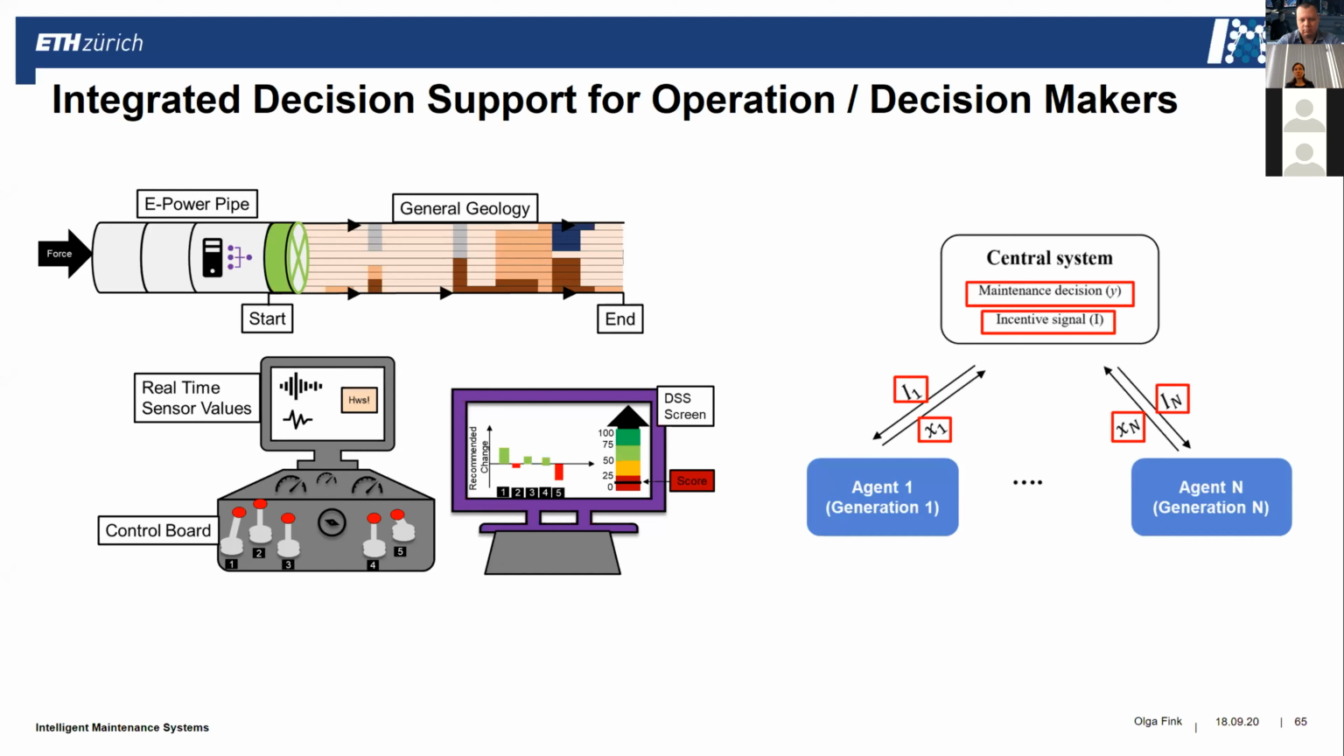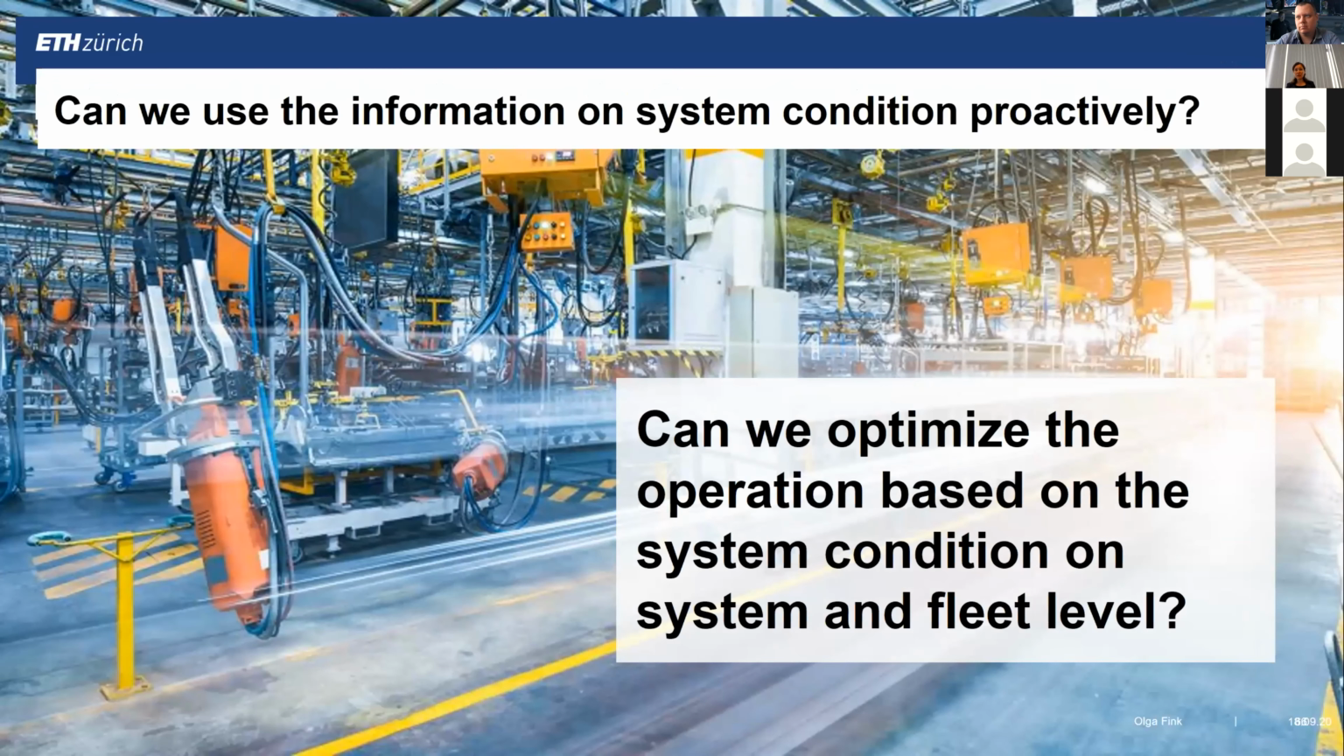And how can we use the information on the system condition proactively? If we're predicting how the system is going to evolve, and how the condition of the system is going to evolve, why are we not using it in the operation and actually going from smart maintenance to smart operation? So that is also one of the promising directions.